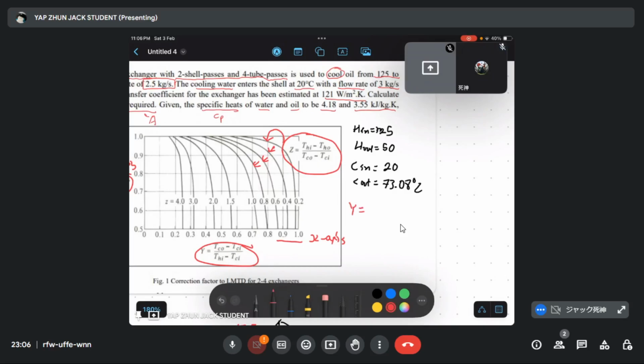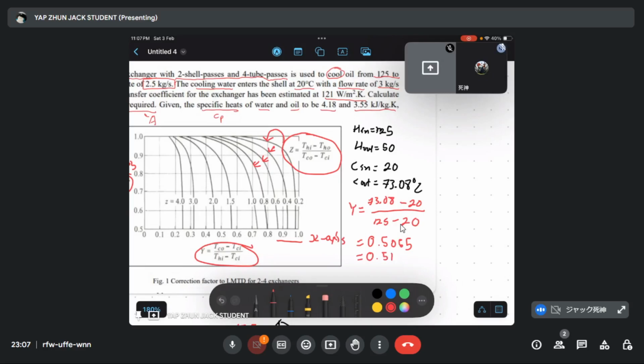Y equals cold out, 73.08, minus the cold in, 20, over hot in, 125, and cold in is 20. So my y, using your calculator, is 0.5055. Okay, better you use 3 to 4 decimal places and then go to 2 decimal places because you need to round off. So it is approximately 0.51.